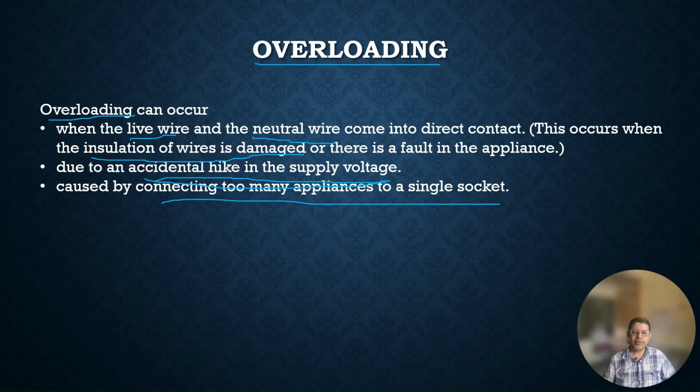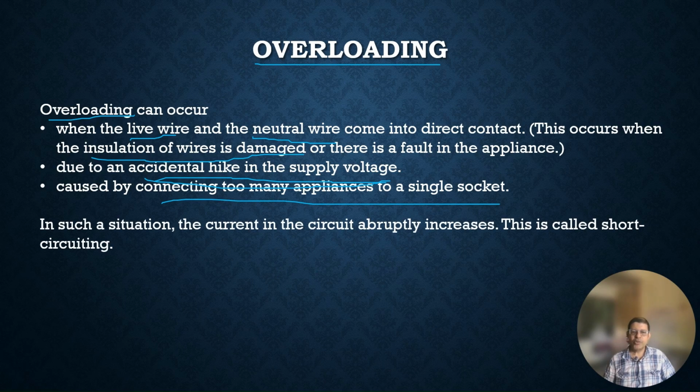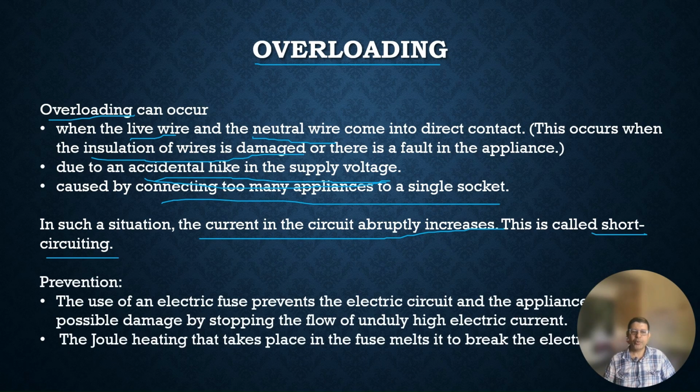So how to prevent it? In such a situation, what happens? Current in the circuit abruptly increases, thereby causing short circuiting. How to prevent it? We use an electric fuse. We have studied that an electric fuse is connected in series with the device. It works on the concept of Joule heating. That is, when a high current passes through, more than the capacity of the device, the fuse has to melt, and because of the melting property of the fuse, the device will get protected. The current no longer flows to the device, and that's how you protect your device from overloading.